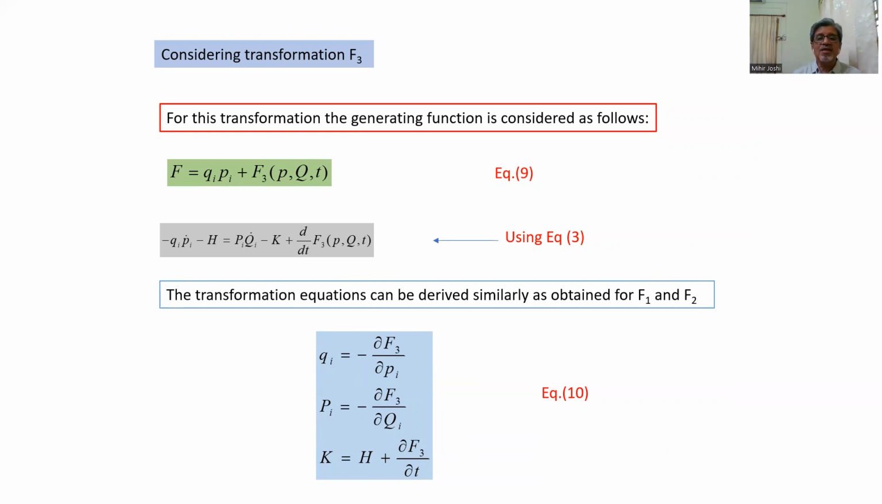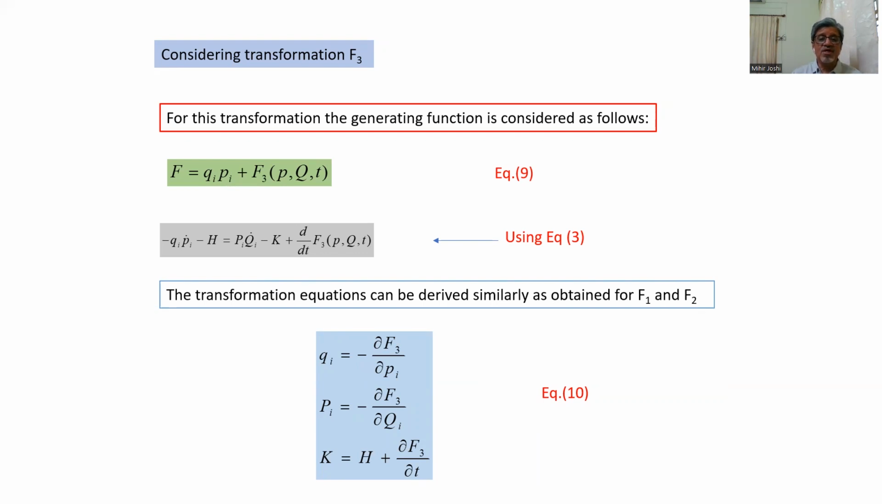Again, we can do the same mathematical process, very simple process, and we can rearrange the bracket to 0. And again, we have 3 different set of transformation equations. So these transformation equations are qi equal to minus del f3 by del pi, pi is equal to minus del f3 by del capital qi, and last one is k is equal to h plus del f3 by del t.